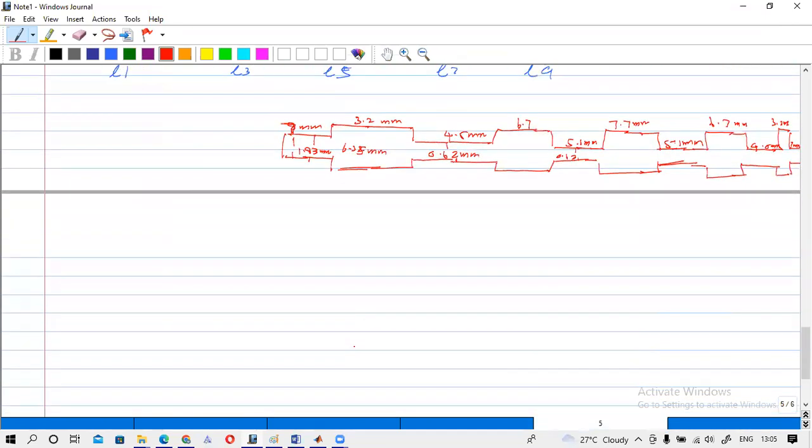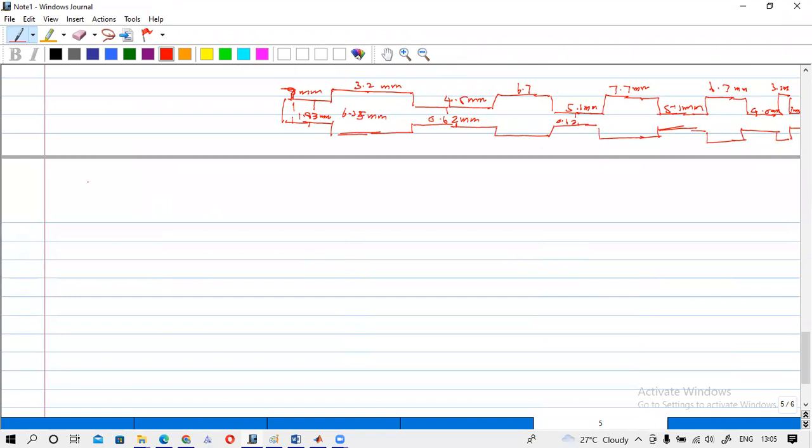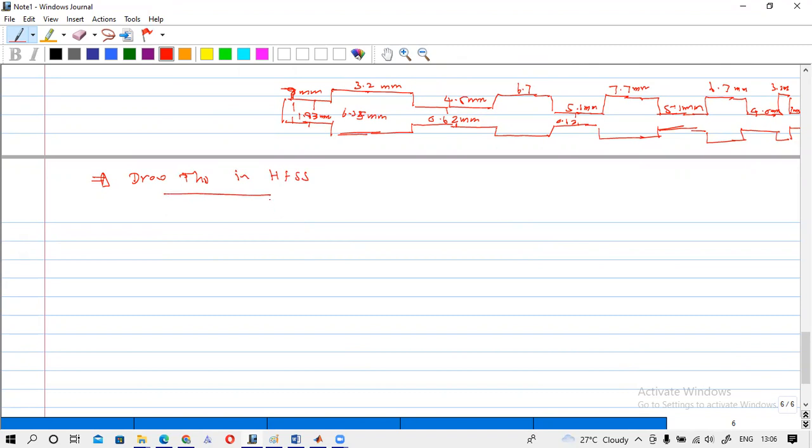What is your next task actually? You have to draw this in HFSS. I will let you do this by yourself, but it is very easy. We have already designed the BLC, branch line coupler, so the same technique you can use to draw this one also.